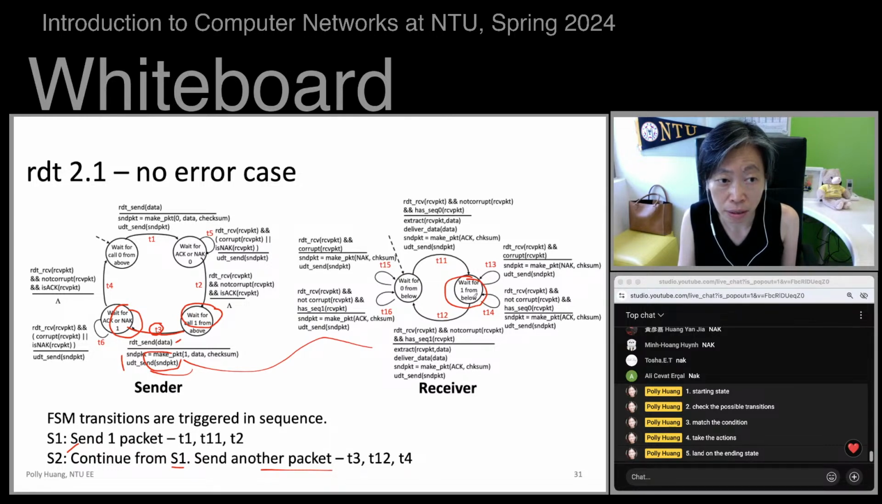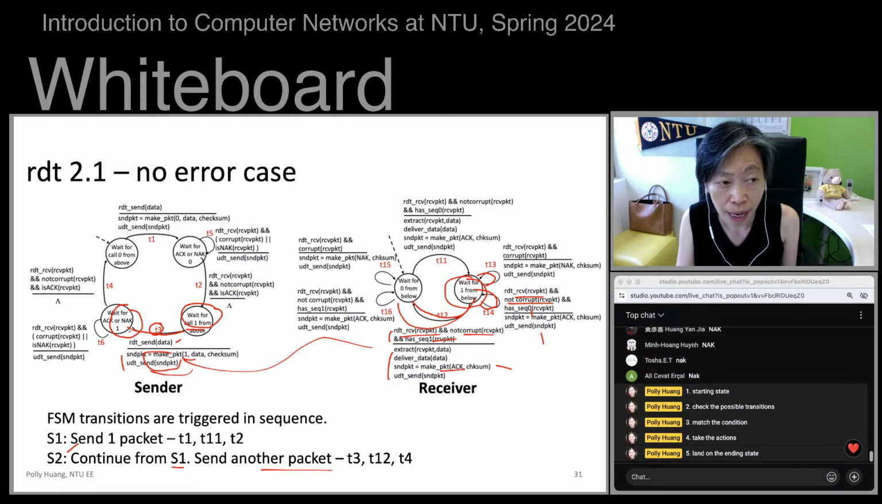This is a starting state after S1 at the receiver side. There are actually 3 transitions, 1, 2, and 3. This is a packet that is received and not corrupted, so there are 2 options: this one and this one. Now let's check the sequence number. Is it 0 or 1? We are waiting for call 1 from above, therefore this one is carrying sequence number 1. So this one will match, and these actions are taken, which generates an ACK back to the sender. So we'll be taking T12 here.